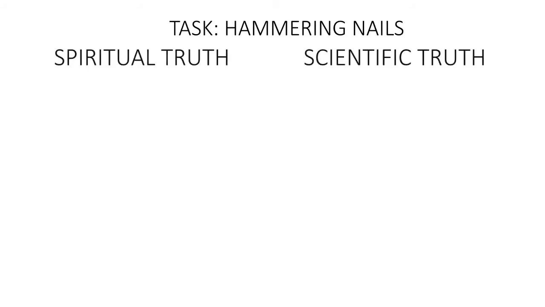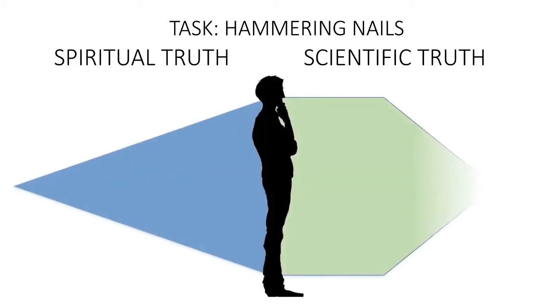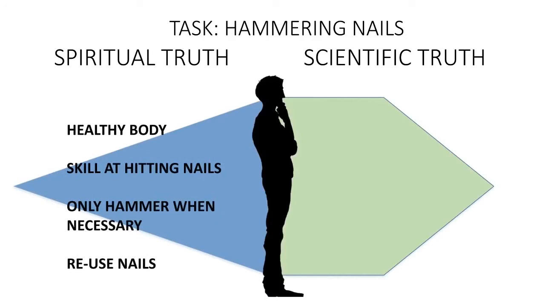So consider the task of hammering nails. What would be a short example of a spiritual truth and scientific truth relating to hammering nails? Spiritual truth might start with having a healthy body. If you have a healthy body, you can carry out a task like this more effectively. Having a large amount of skill at hitting nails, if you're very skillful at it, you waste less of your hammer strokes because you always successfully hit the nails. If you only undertake the task of hammering when it's necessary, you've also saved energy generally because you're not hammering unnecessarily. Another spiritual truth might be recycling, reusing nails in order to save energy, right? You're saving energy generally by reusing these resources.